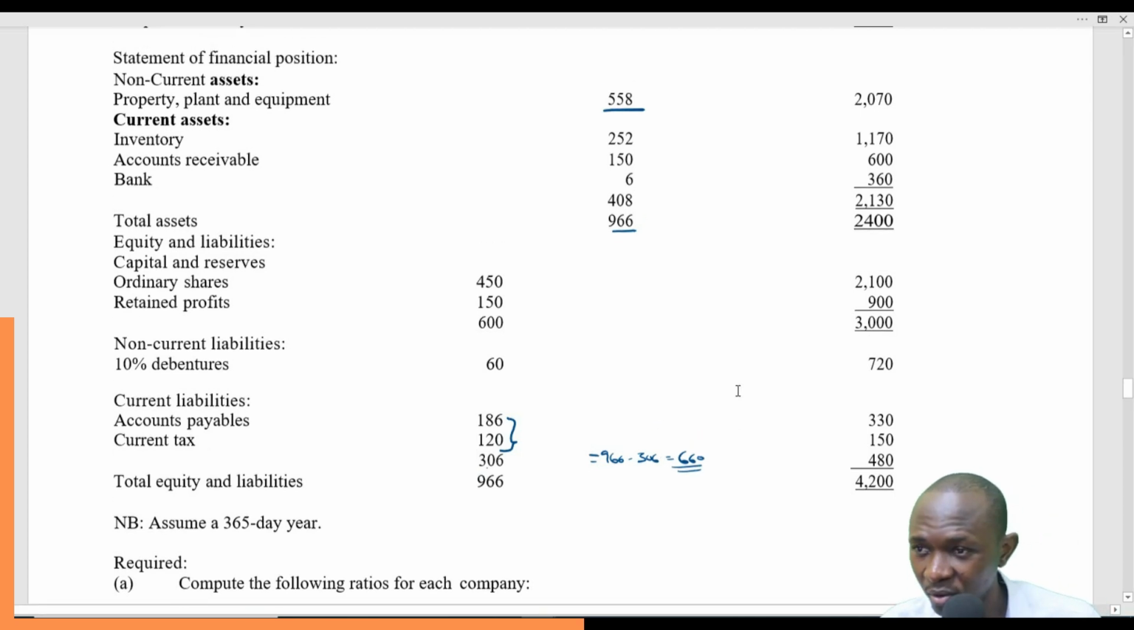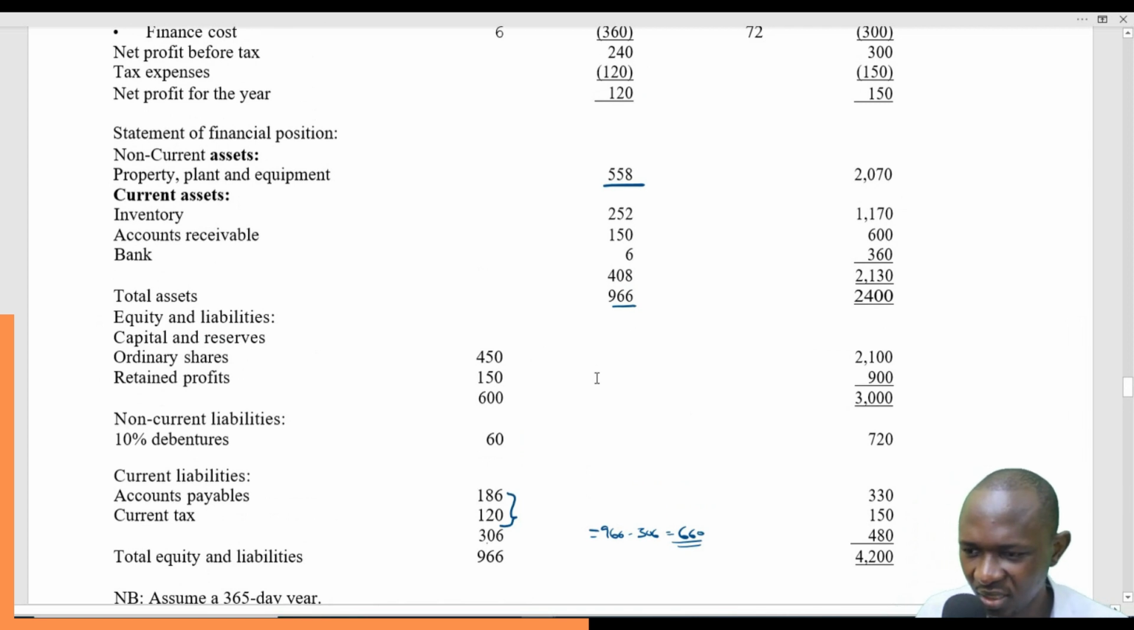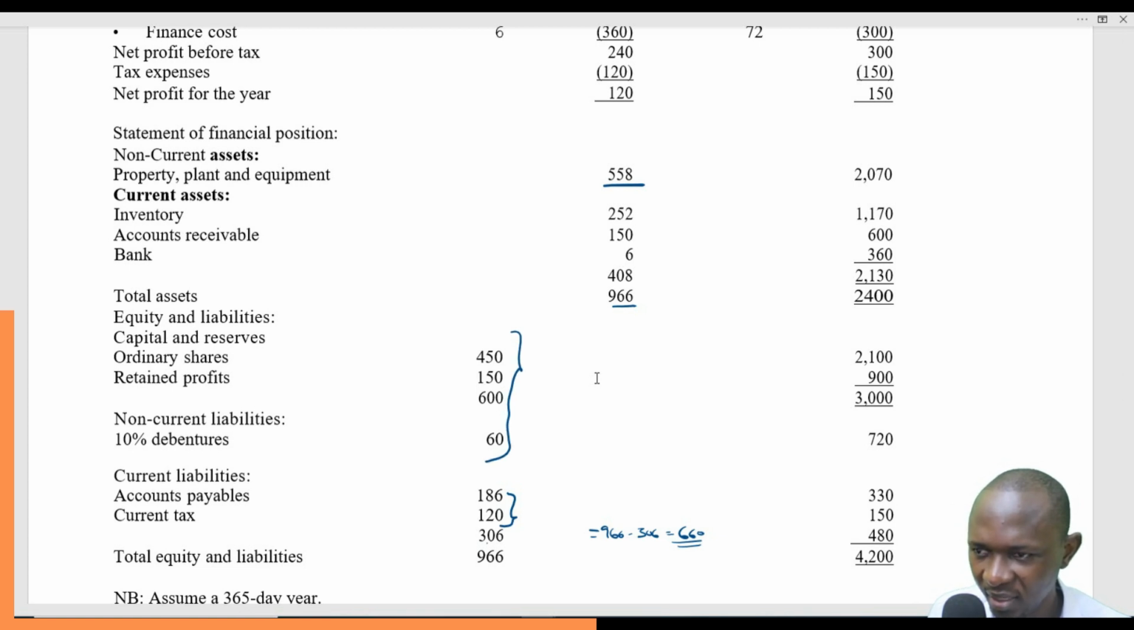Or alternatively, you can work with the financed by section. Simply get the total here. Either you go the other way, non-current assets plus current assets minus current liabilities, or you simply go to the financed by section, and you can see the total, 600 plus 60. So this will also give you 660. And on this side, this will give you 3720.